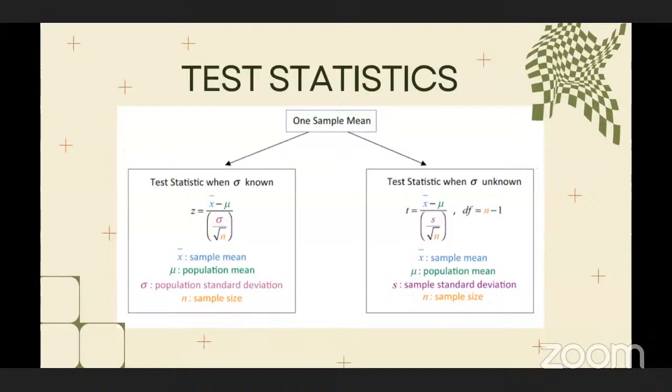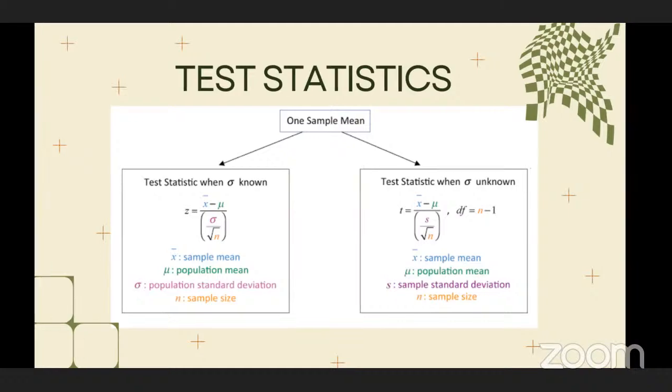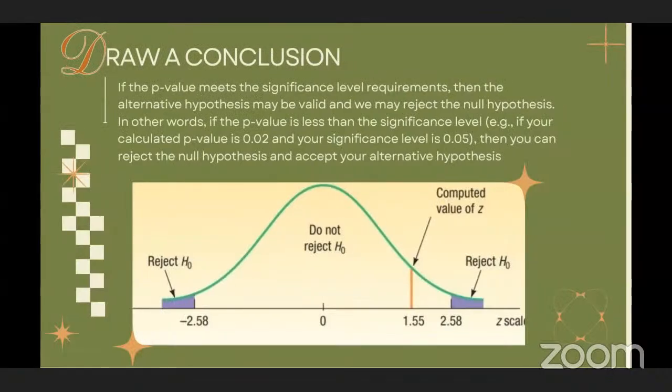And X bar is the sample mean, mu is the population mean, S is the sample standard deviation, and n is the sample size. And the last step is to draw a conclusion.